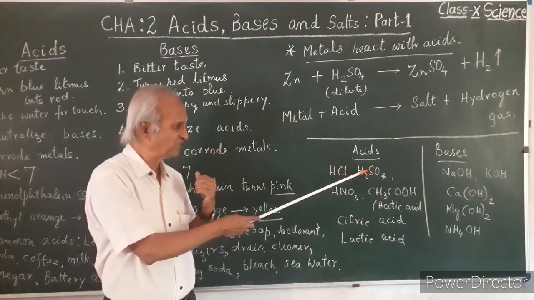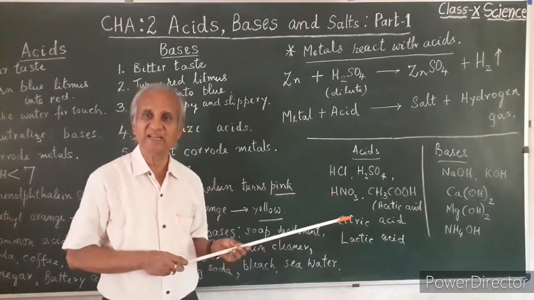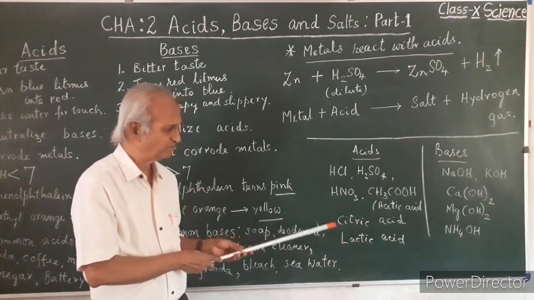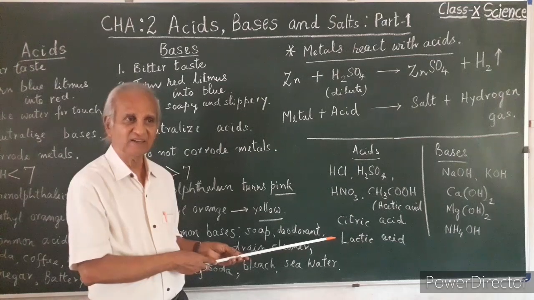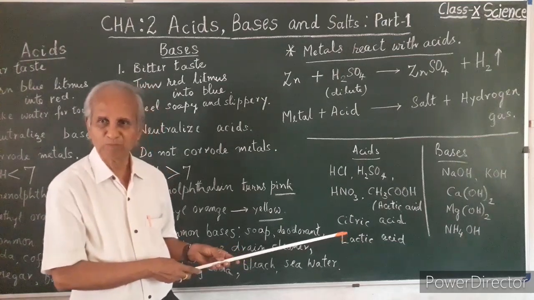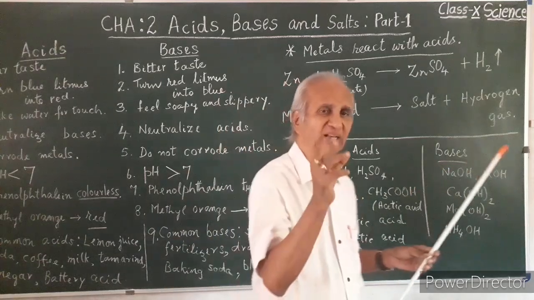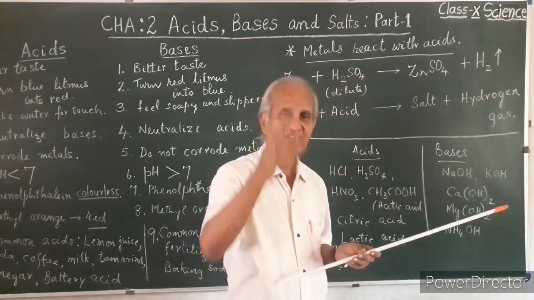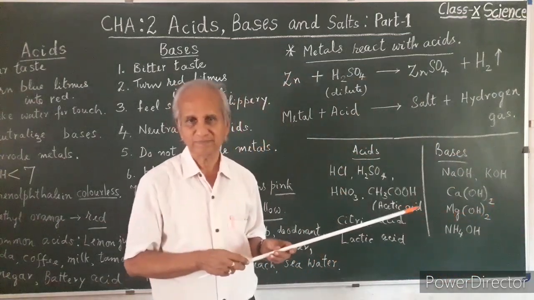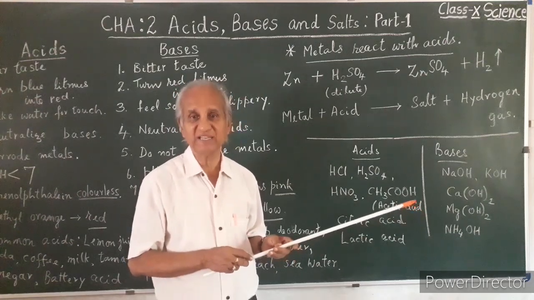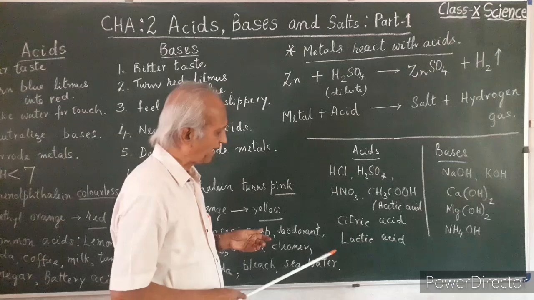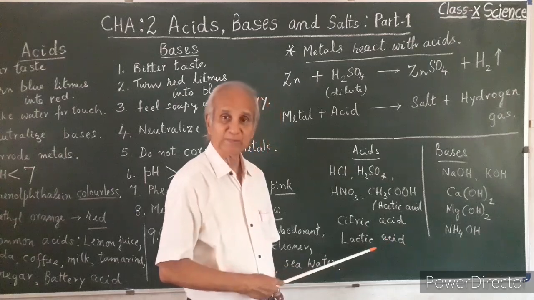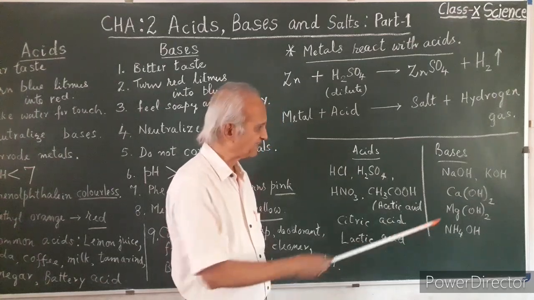Now here HCl, H2SO4, HNO3, these are all mineral acids. But coming to citric acid, lactic acid, tartaric acid, all these are natural acids. All the acids you get from fruits, they are all natural acids. They are weak compared to the mineral acids. So that's about acids. Lactic acid is buttermilk. Buttermilk is lactic acid.